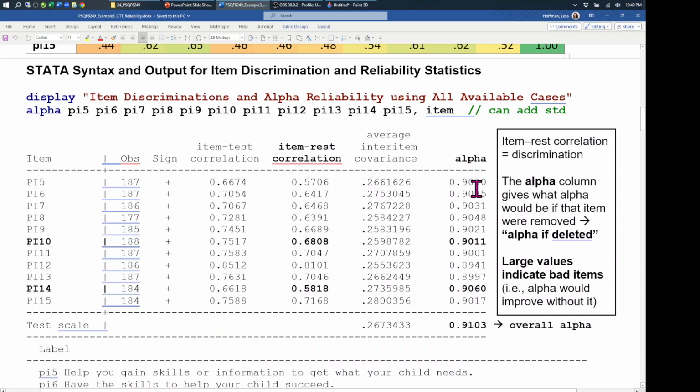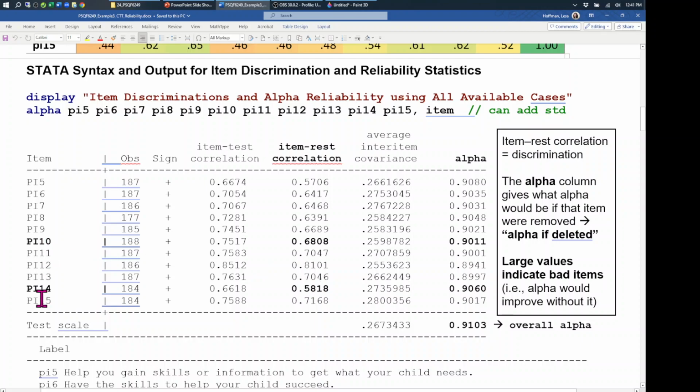No, this is the cheat code for alpha. This is alpha if deleted. These are the values that alpha would take if that item were removed. And so what you would look for in this column is the removal of any item that makes alpha higher than what it is currently, which would indicate that that is not a good item. So none of these fall into that category, so that's pretty good.